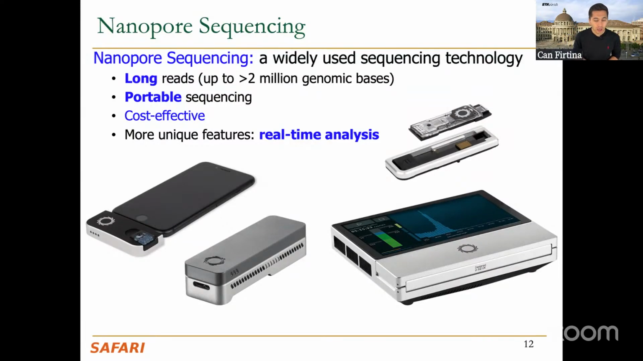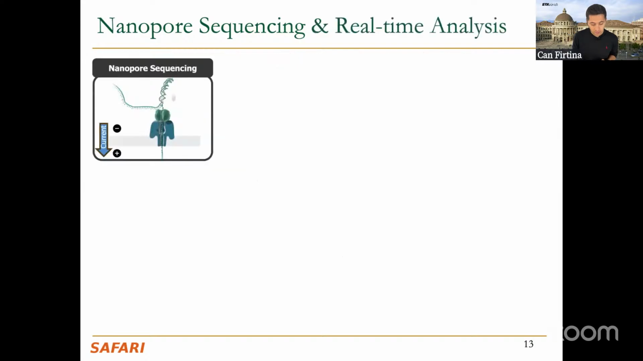technology. As I said, this is in a very compact form, so this means that we can design sequencers that are very small. Specifically, this one here is a MinION that can fit in the palm of your hand. So this means that we can even achieve portable sequencing in the field. These are also relatively cost effective. You can spend around $1,000 to sequence your own genome. And there are also some unique features, for example, real-time analysis that I'll cover next.